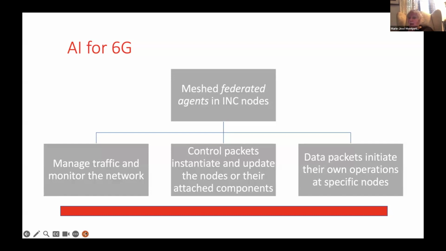And data packets can initiate their own operations. You can recognize through in-network computing what a packet is. This is actually what we've been trying to do with identifying metadata and initiating some other operation that's connected to it. So that is the AI for 6G. And I guess the most important ones right now are the management of the traffic and the monitoring, the network management. But there is more than that.